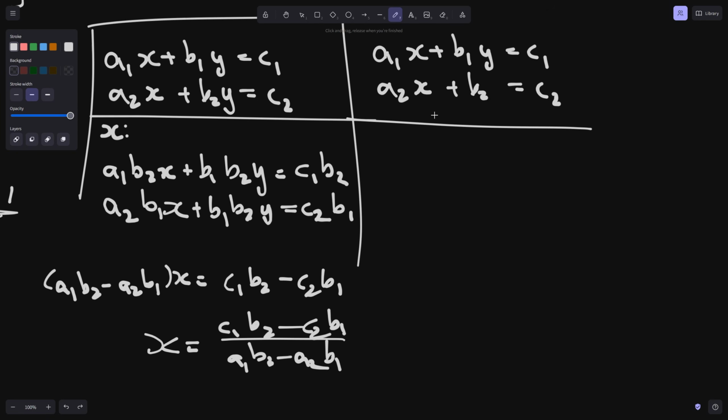We'll apply a similar tactic to solve for y. We'll eliminate the x variable. So we'll multiply the top equation by a2, and the bottom equation by a1.